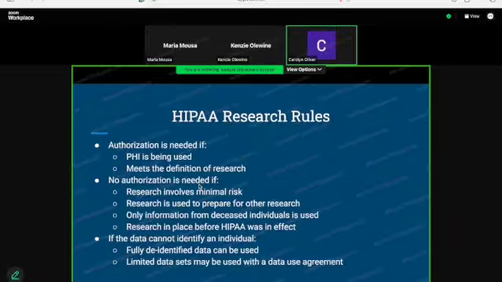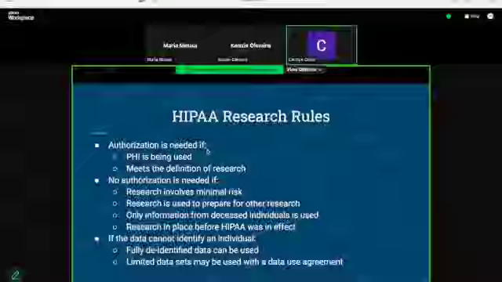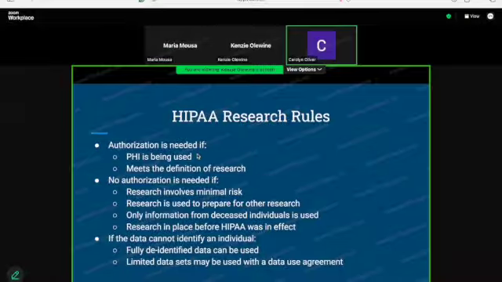So here are some of the general rules. There are 3 different situations when authorization is needed. That's when you have pertinent health information being used, so anything that identifies a patient, their name, date of birth, and things like that. And then if the research project meets the definition of research that I mentioned in the previous slide, then you're going to need HIPAA authorization.